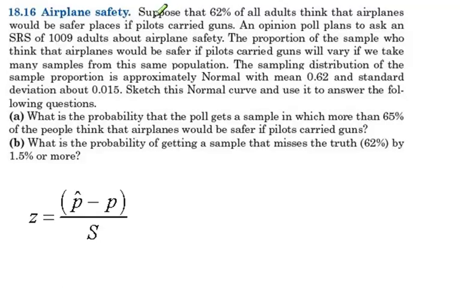So let's look. It says, suppose that 62% of all adults think... So this is my fact. That's what's going to go right here, of these airplanes. And they give me that the standard deviation is 0.015. That's what's going to go here. Then they ask me to find the probability that I get 65% or more, and that's the sample result that's going to go right here. So plug in those numbers and see what z-score you get, and we'll finish the problem in the second podcast.